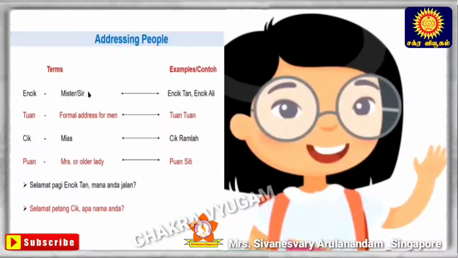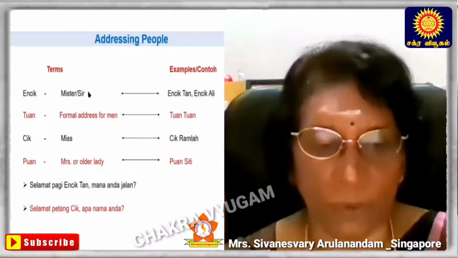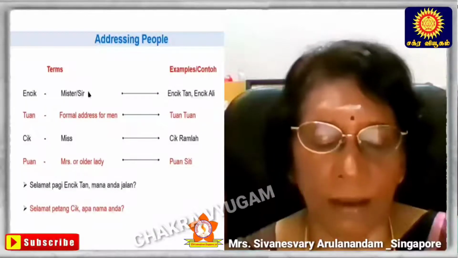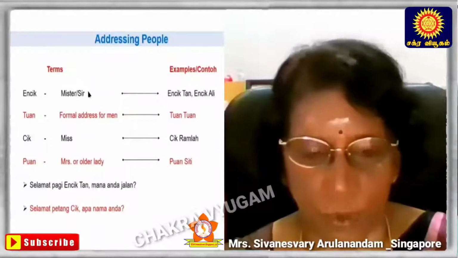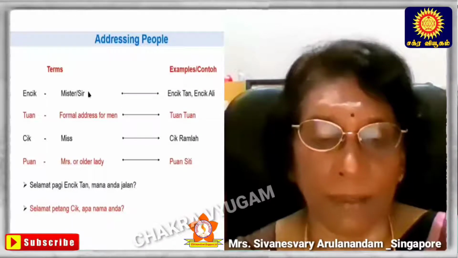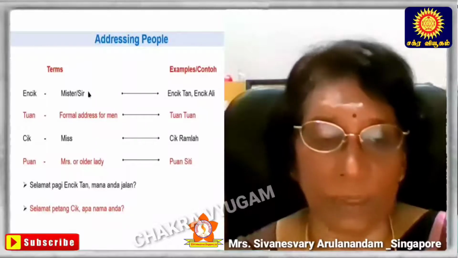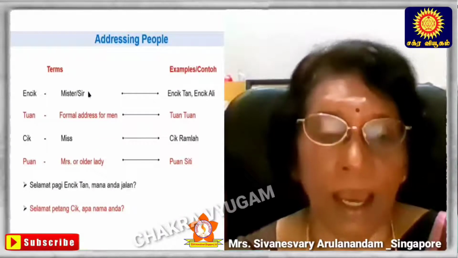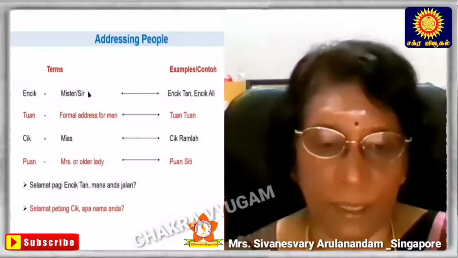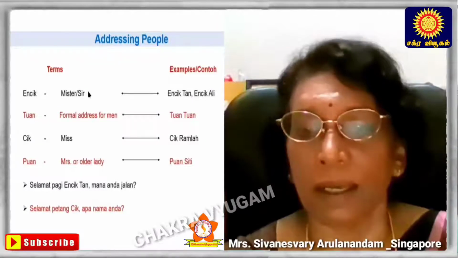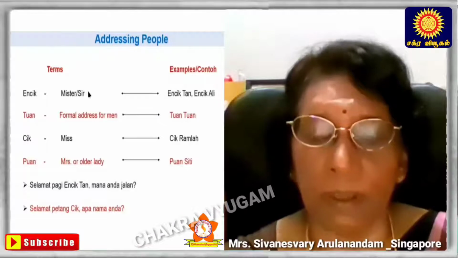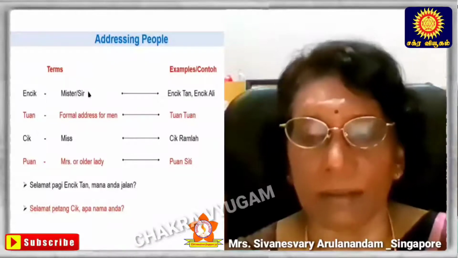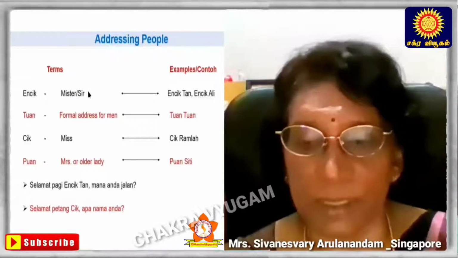Next sentence. Selamat petang, Cik. Apa nama anda? Now, good afternoon, good evening, Miss, as in you know her to be an unmarried young lady. Then you say, Selamat petang, Cik. What is your name? Apa nama anda? Now, like Cik Ramla here in the example, she would be Miss Ramla. Puan Siti would be Mrs. Siti.